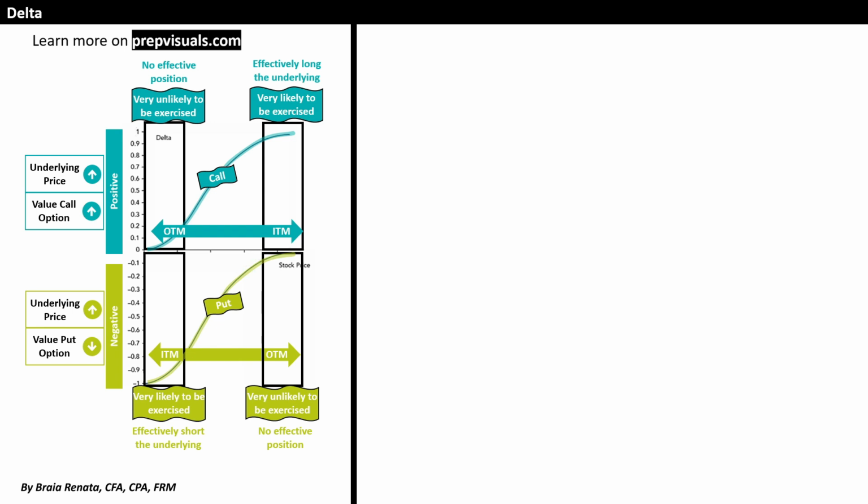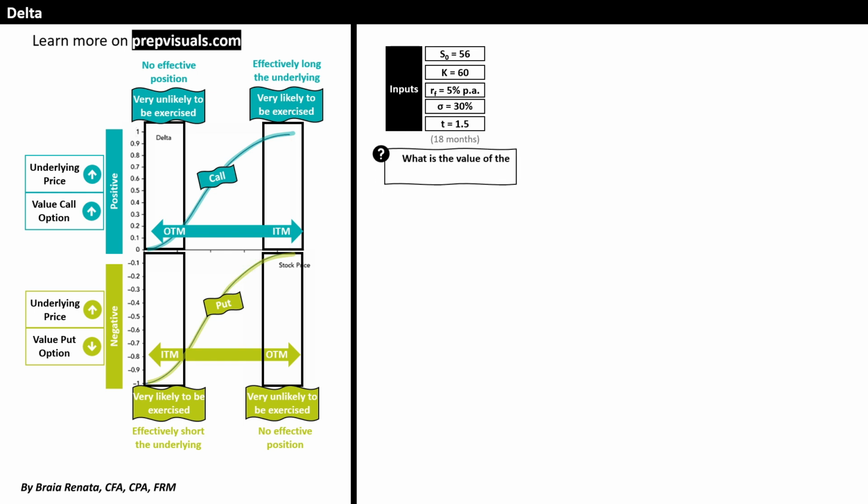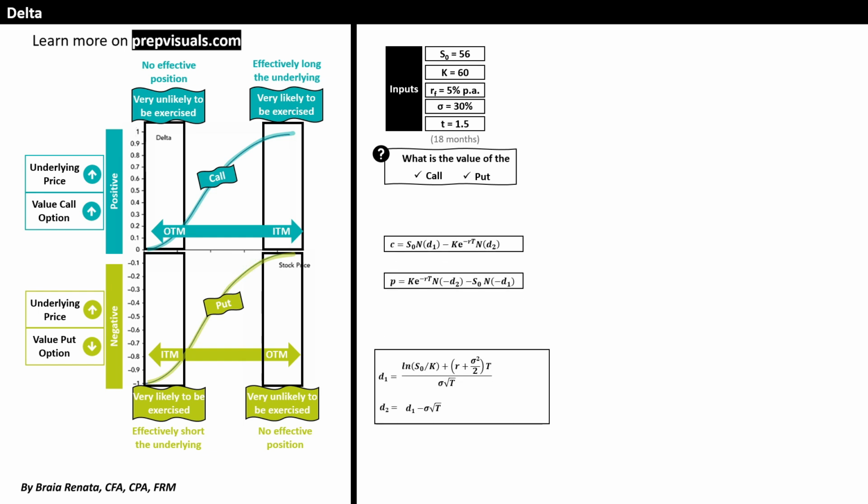So in the example that I've covered in my previous lessons, we were given certain inputs, such as the price of the underlying, the strike price, the risk-free rate, the volatility of the underlying, and the time to maturity. And based on these inputs, we answered the question of what is the value of both a call option and a put option. And here we can see the classic Black-Scholes formula for a call option and a put option, where D1 and D2 are expressed through these formulas over here.